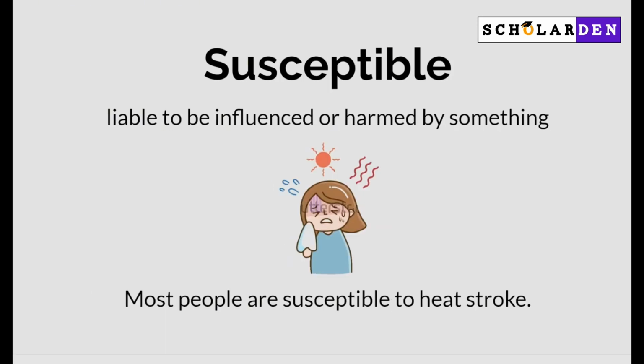Susceptible. Liable to be influenced or harmed by something. For example, most people are susceptible to heat stroke. So they're sort of vulnerable to it, or they could get it. Another example might be, I knew she was mean and I was no longer susceptible to her criticism, so it no longer influenced me.